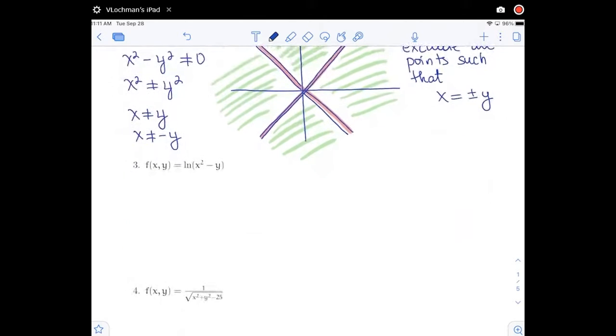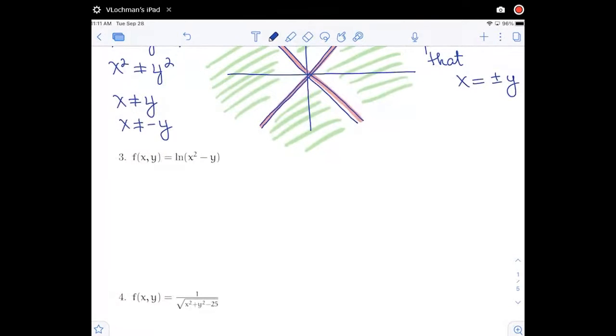Let's take a look at the following example, and maybe you can help me out with this one. Okay, I have f of x, y is equal to natural log of x squared minus y. Okay, so now I don't have the division by 0. I don't need to worry about it here. But I do have a logarithmic function, right? So natural log of this expression x squared minus y. What are the restrictions? Meaning, what do we need to remember about the log function to find the domain of this function? What do you guys think?